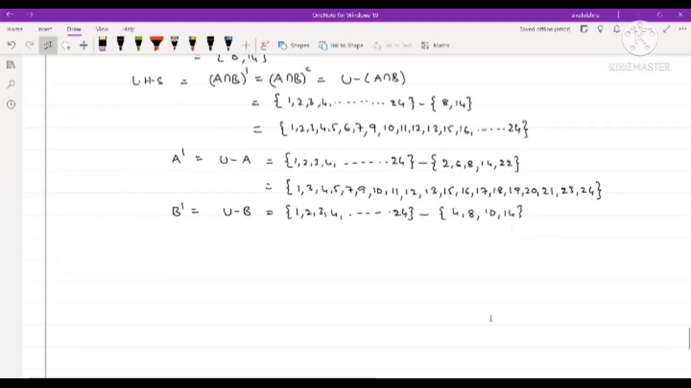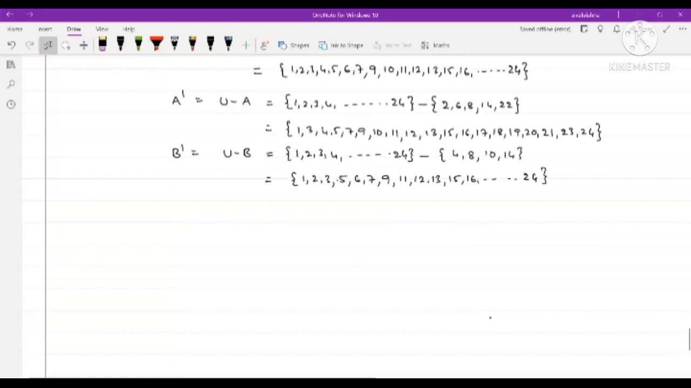So I am writing 1, 2, 3. We need not write 4 because 4 is in the set B. After that we write 5, 6, 7. 8 is also in B, so we need not write 8. After that we write 9. 10 is also in B, so we cannot write 10. After that we write 11, 12, 13. 14 is also in B, so we cannot write 14. After that we write 15, and from 15 onwards we write up to 24. Okay, so this is the set B dash.